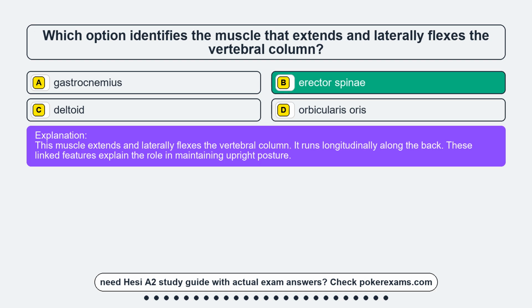This muscle extends and laterally flexes the vertebral column. It runs longitudinally along the back. These linked features explain the role in maintaining upright posture.